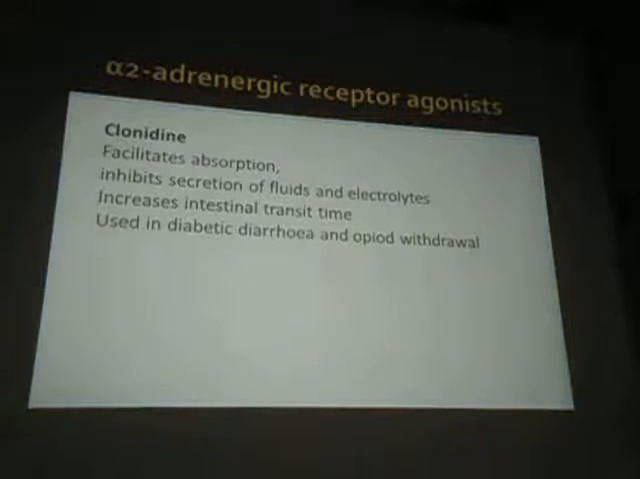So it facilitates the absorption, inhibits the secretion of the fluid and electrolytes, okay, and increases the intestinal transit time. Once it increases the intestinal transit time, there can be few less frequent stool formation.